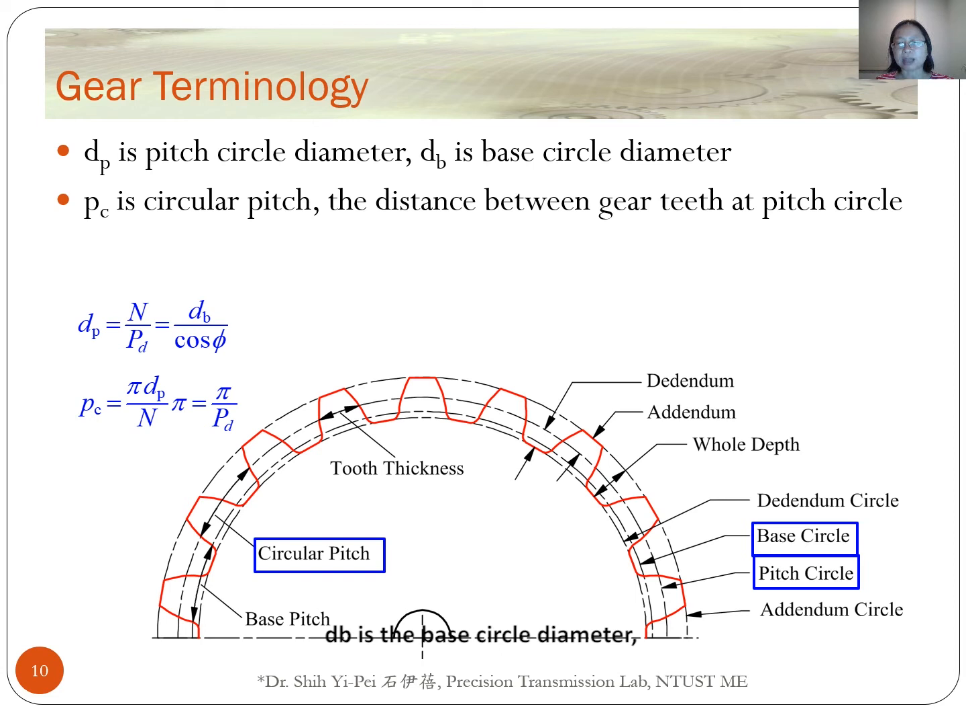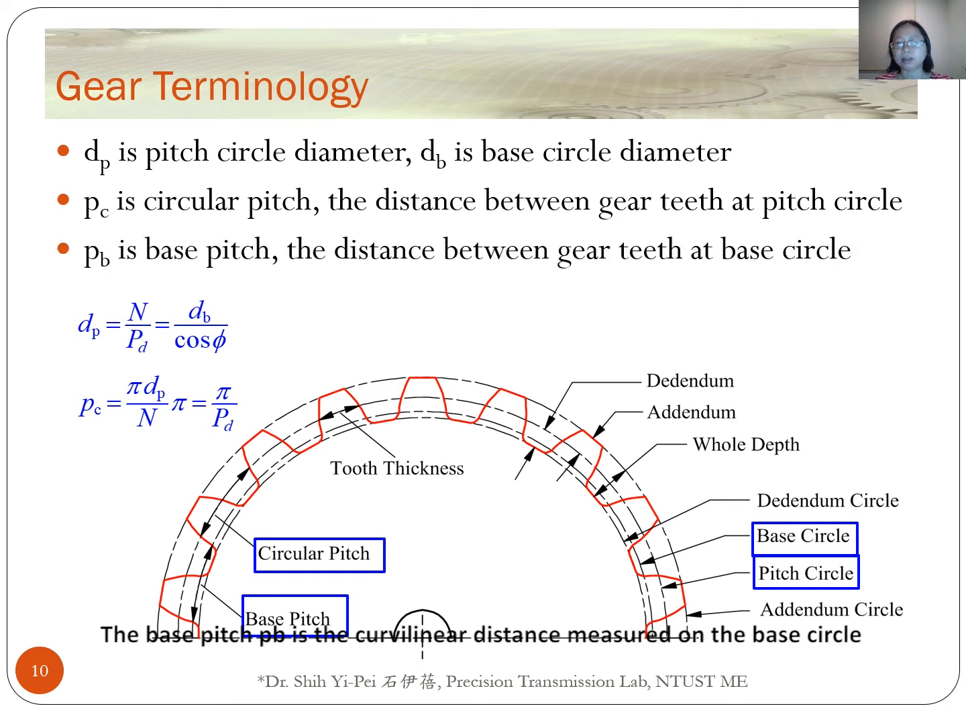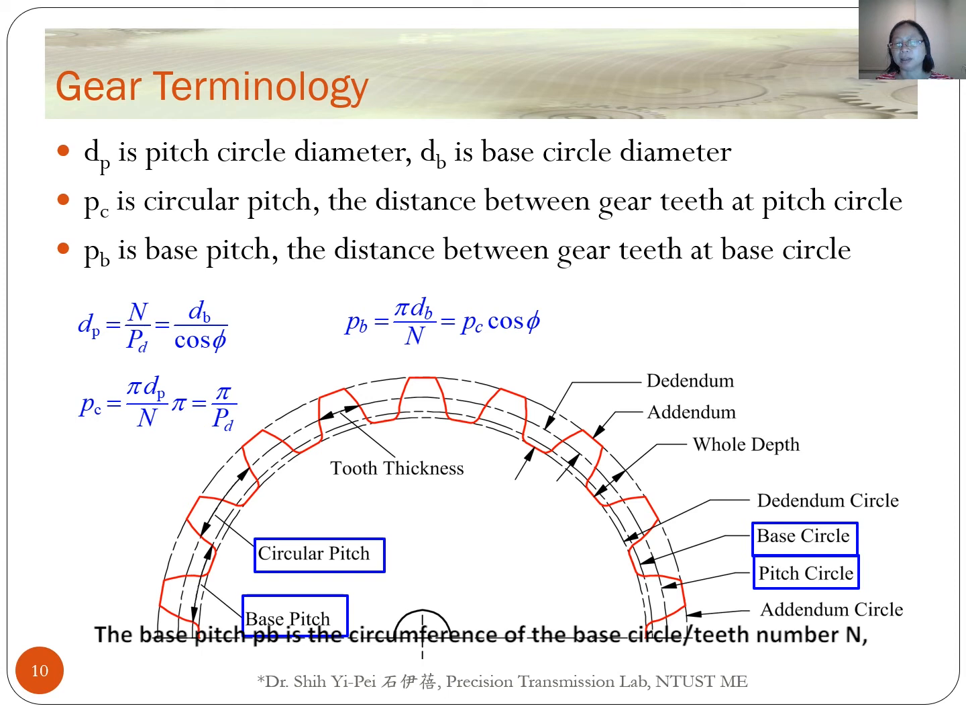dB is the base circle diameter. It is equal to dP times cosine of phi. The base pitch PB is the curvilinear distance measured on the base circle from a point on one tooth to the corresponding point on the next tooth. The base pitch PB is the circumference of the base circle over teeth number N, and is equal to the circular pitch PC times cosine of phi.